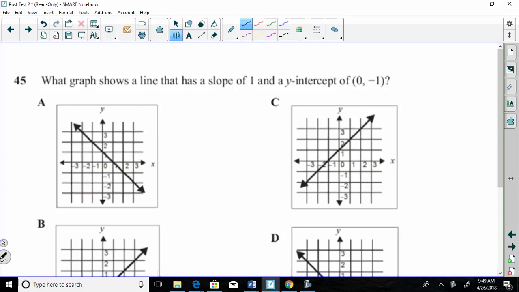When we're looking at this, it says a slope of 1. So is that slope positive or negative? Positive. So is it going up or down? Up. So which two can I eliminate? A. That one's going down and D is going down.